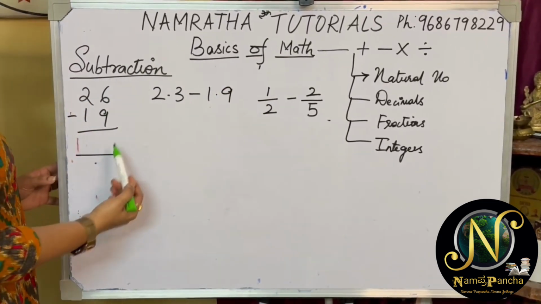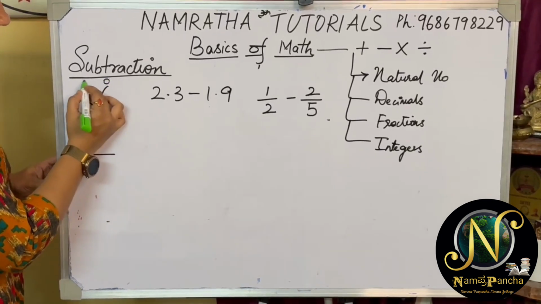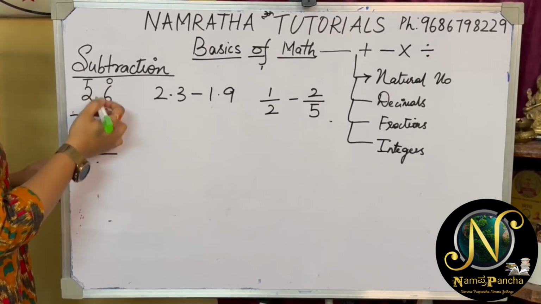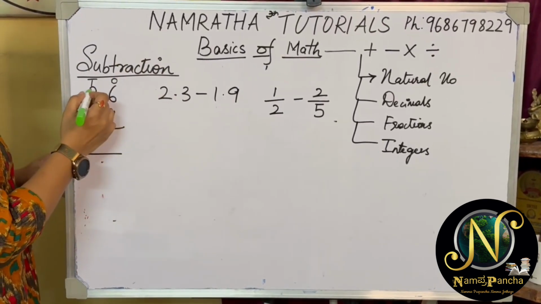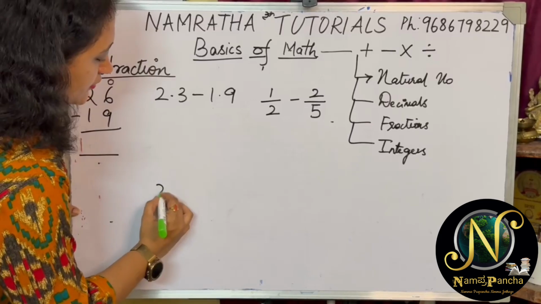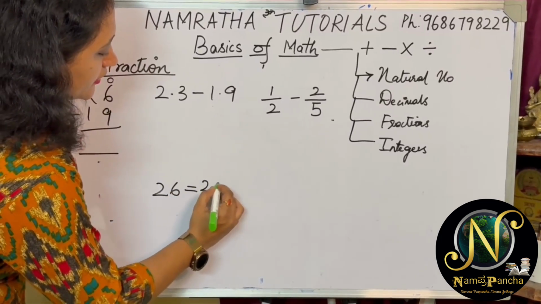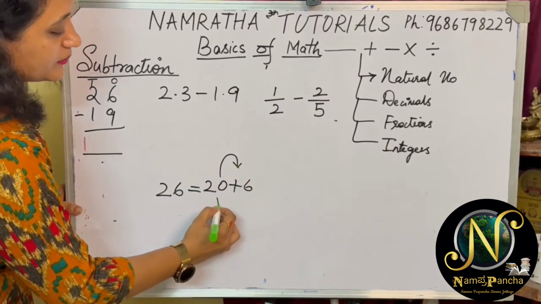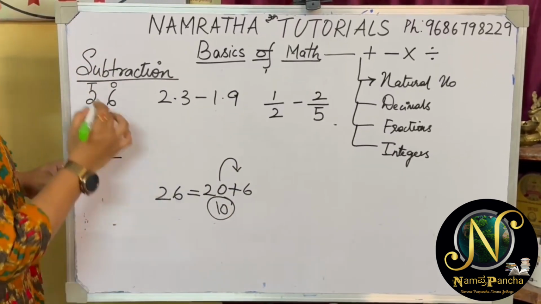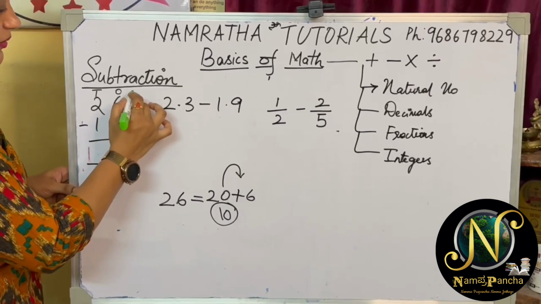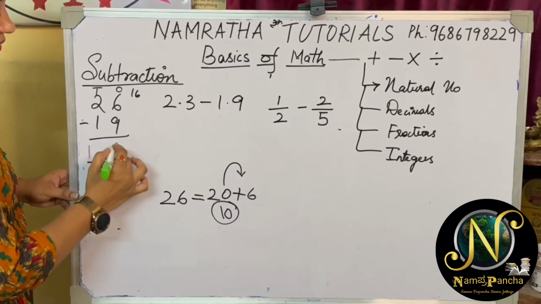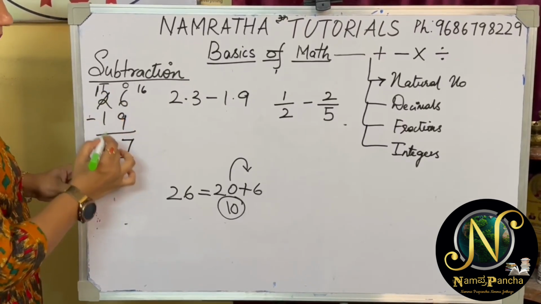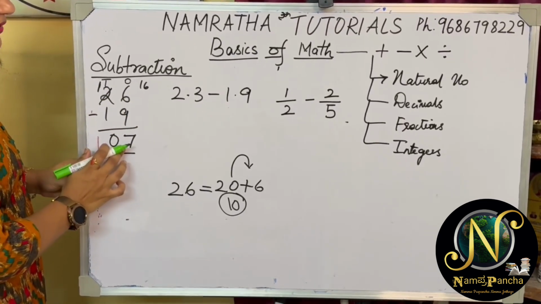So when it comes to natural number, same rules have to be followed, that is ones and tens. See, we cannot subtract a bigger number from a smaller number. So what we have to do? We have to borrow a number from the previous one. See, 26 if you are writing, this means that 20 plus 6. So if I am borrowing 1 from here, that means I am borrowing a 10 from here. So when I borrow 1 from here, the new number will become 16. So 16 minus 9 is 7. Here since I have borrowed 1, 1 is left, 1 minus 1 is 0. So in this case the answer is 7.